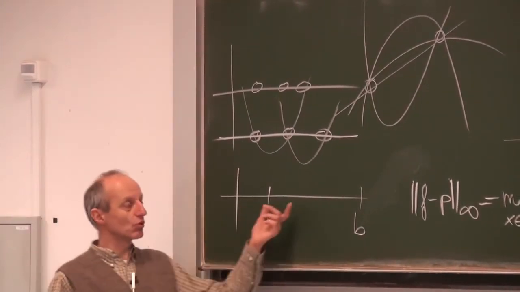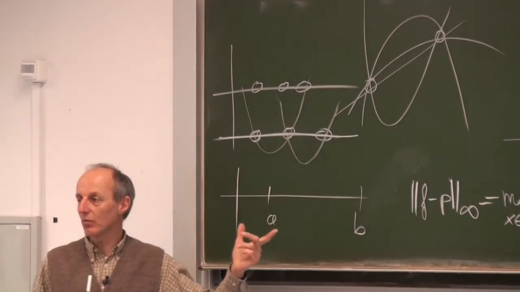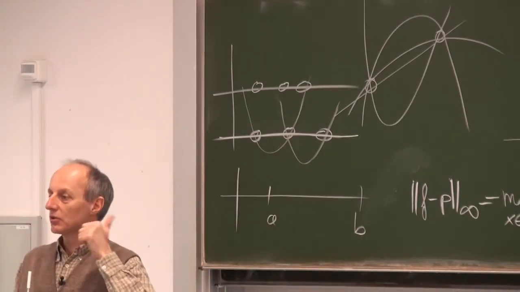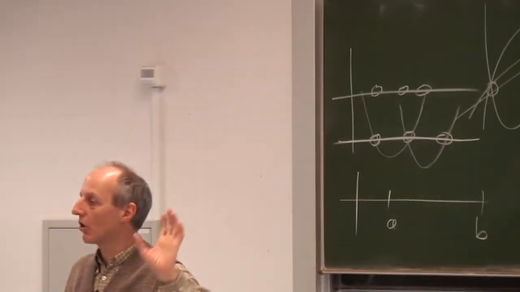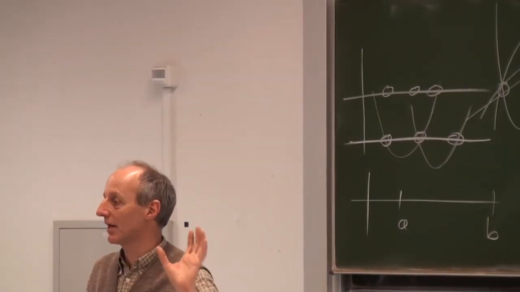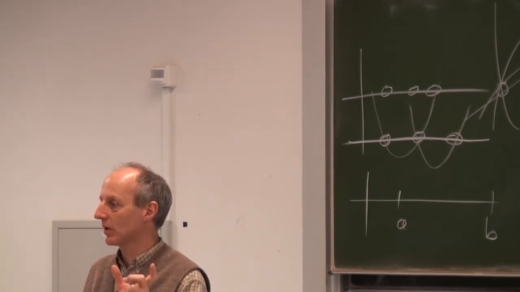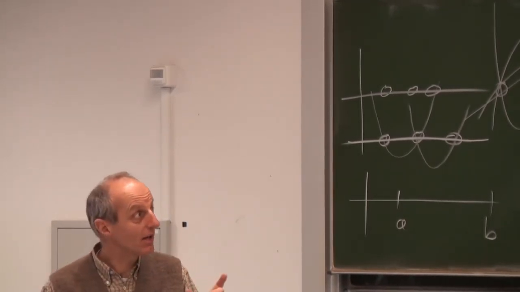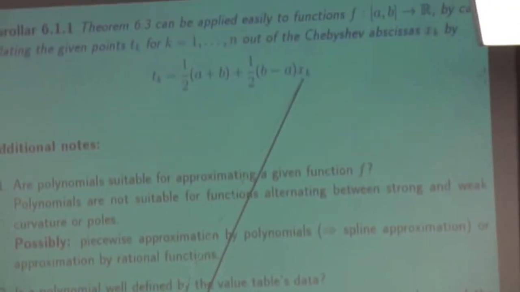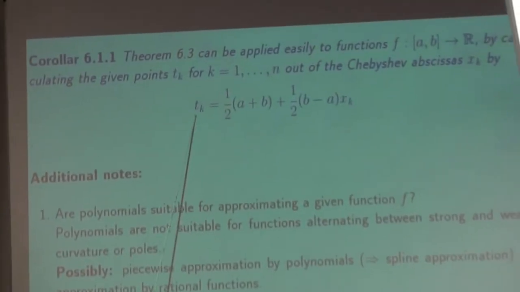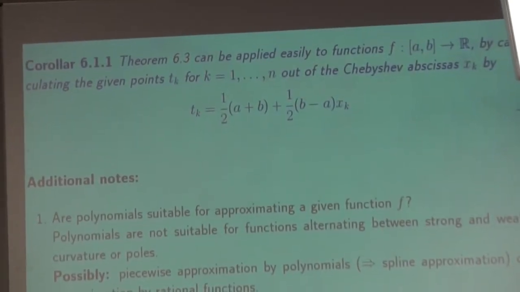And of course, it should work for arbitrary intervals too. And what to do? A 2-step procedure. Step 1, you just calculate the ordinary Chebyshev abscissa, which are between -1 and 1. And then, these are the xk here. And then you take all the xk, apply this formula, and get the new tk, which are now the points in this interval.